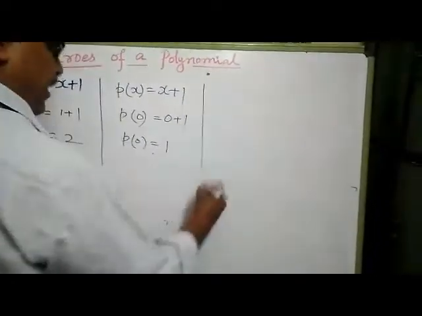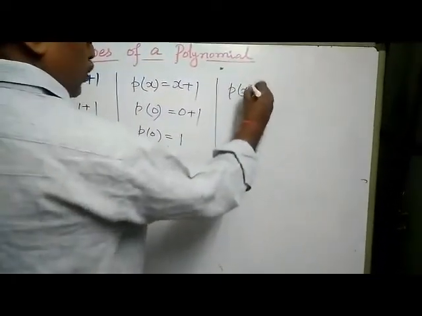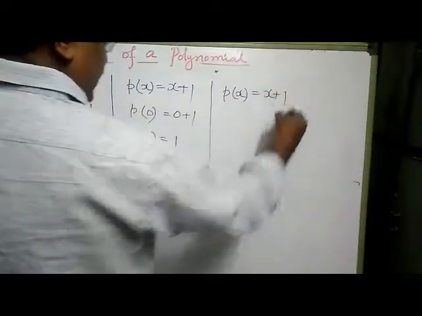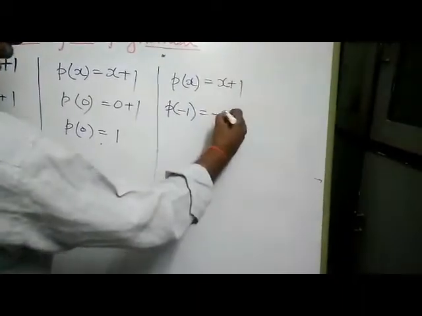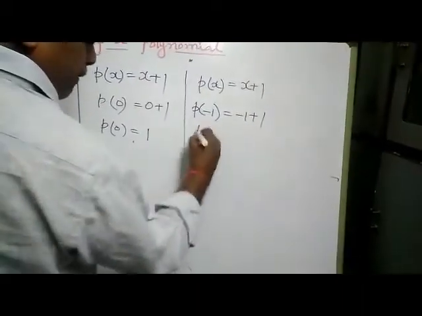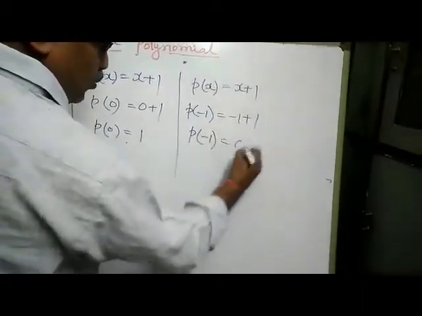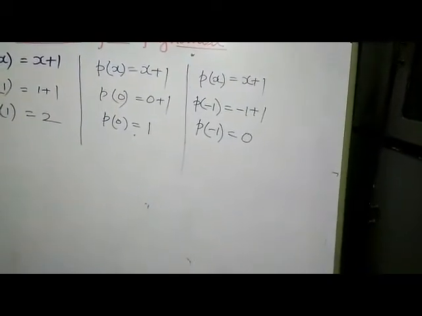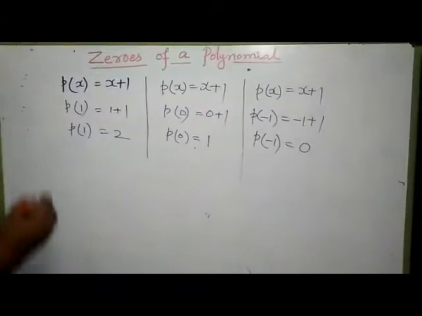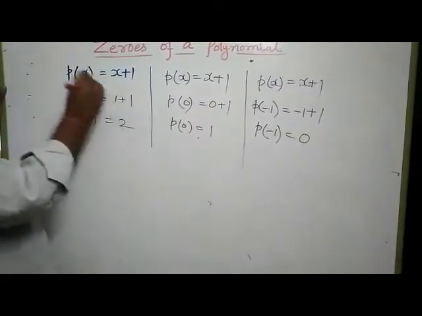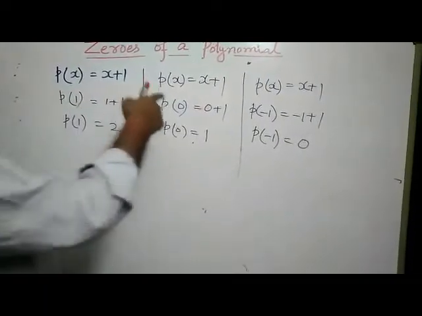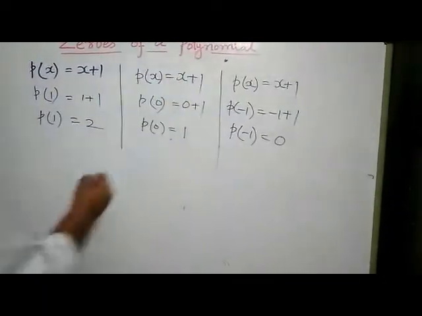Once again I'll take the same polynomial, p of x is equal to x plus 1. Now I'll take p of minus 1, which is minus 1 plus 1. P of minus 1 is equal to 0. You see, in these three cases, we are finding the value of the polynomial x plus 1 at x is equal to 1, at x is equal to 0, at x is equal to minus 1.